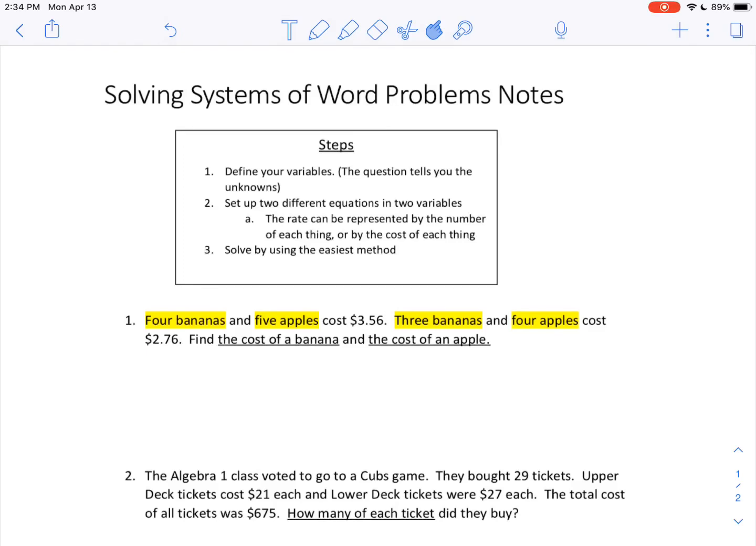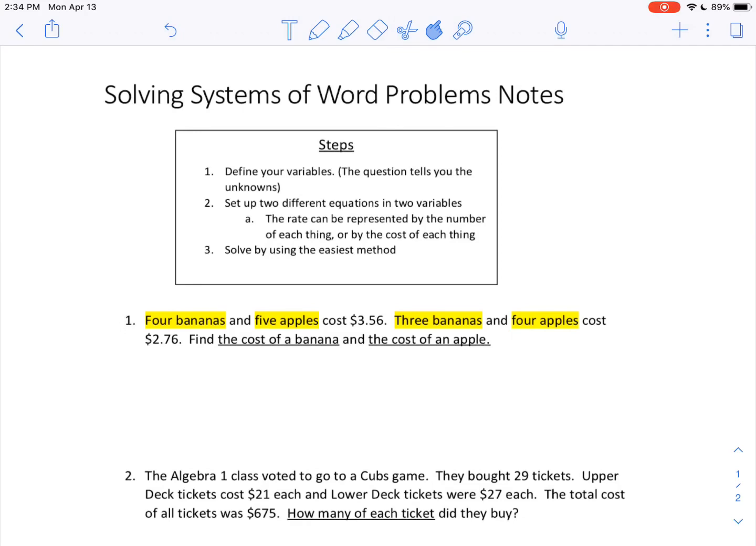Solving a system of word problems. So we're going to use everything we learned from solving systems using all those methods and apply it to word problems. We're not going to go super deep into it. We're only going to spend one day on it because we don't have a lot of time until the end of the school year. So I kind of just want to graze this topic, introduce you to it, just so you have some exposure.